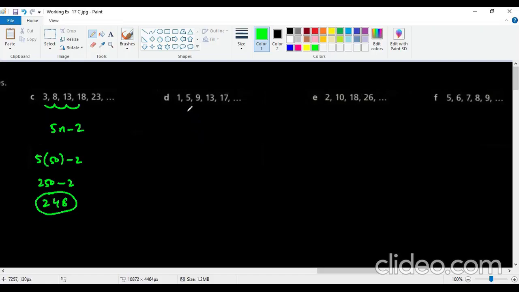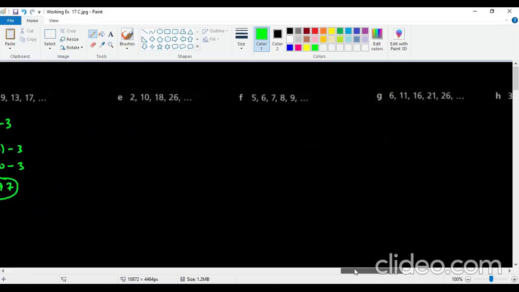For question number D, the difference, as you can see, is 4n. And what should we do to 4 to make it a 1? That means we need to subtract 3 from it. This is going to be the term rule. And 4 times 50 minus 3 is going to give us 200 minus 3, which gives us 197 as the 50th term of this sequence.